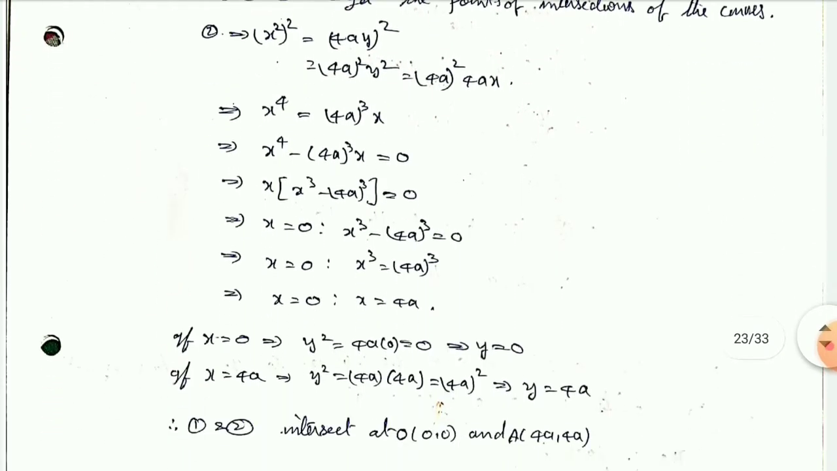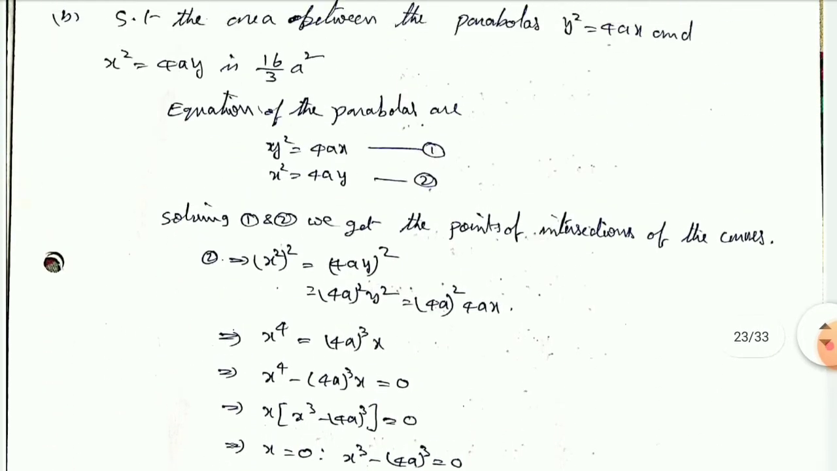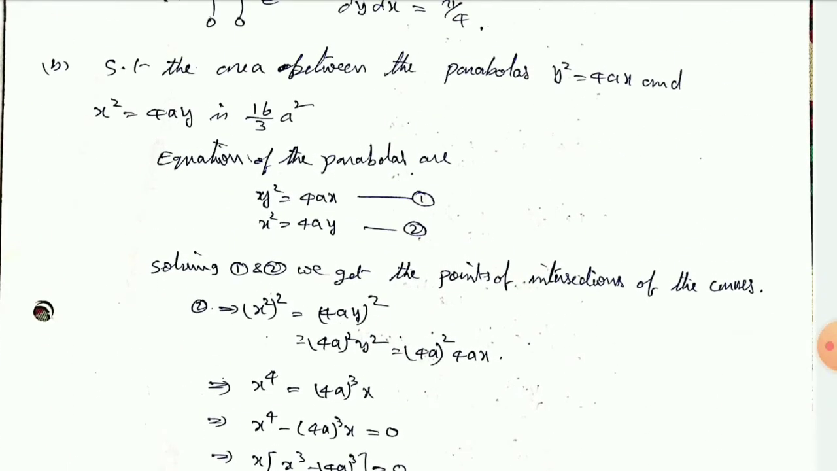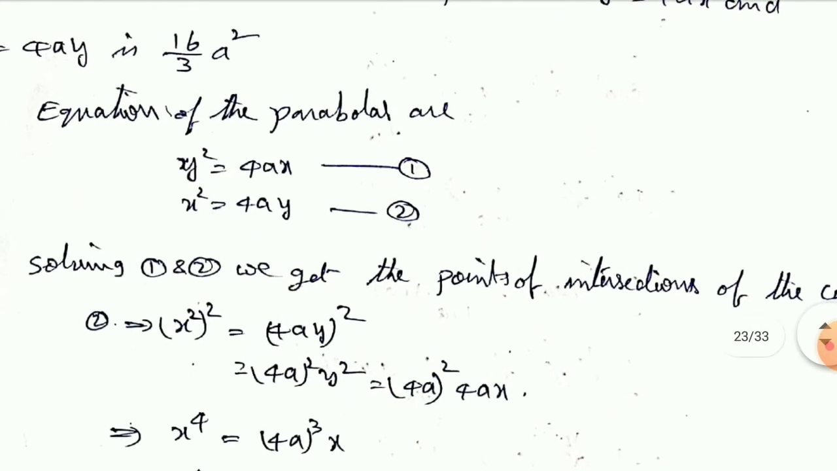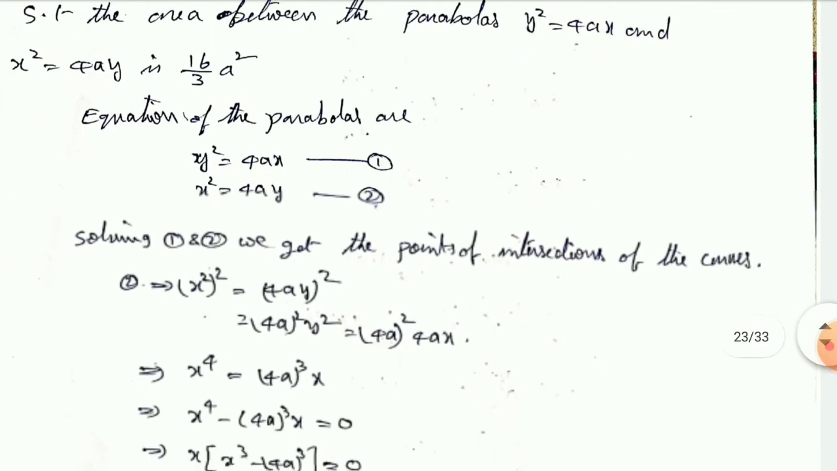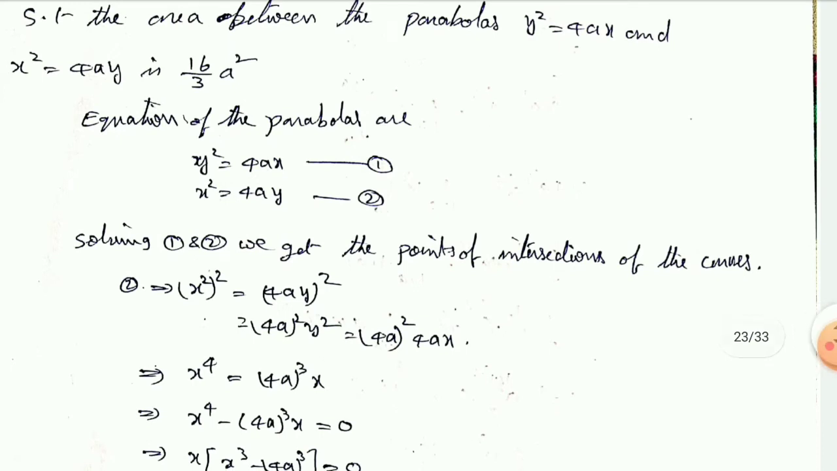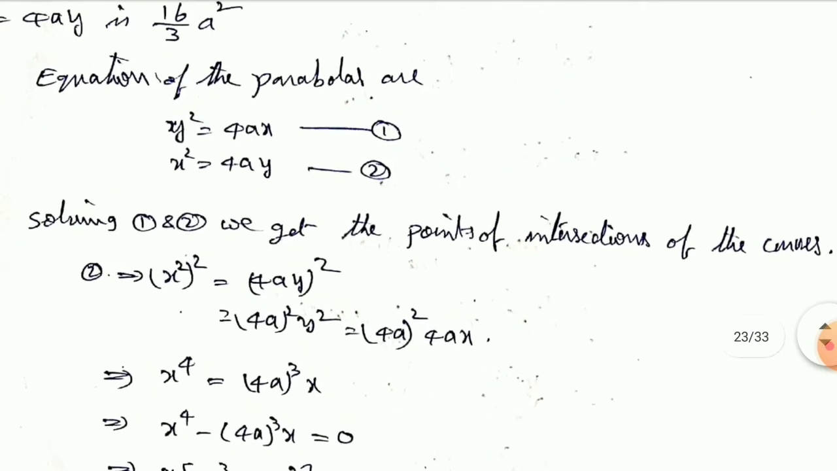But in order to do the double integration, we need to calculate the x and y variable limits. So two equations are given, y square equal to 4ax and x square equal to 4ay. You solve these two equations so that you will get x values. So I am substituting here from equation 1, you are getting y square equal to 4ax. That value I am substituting in the second equation. So finally only the simplification.